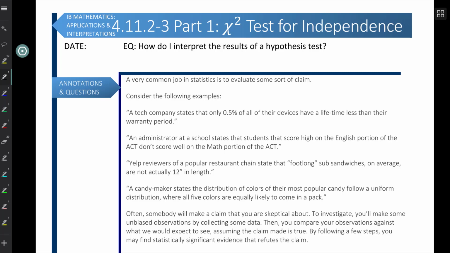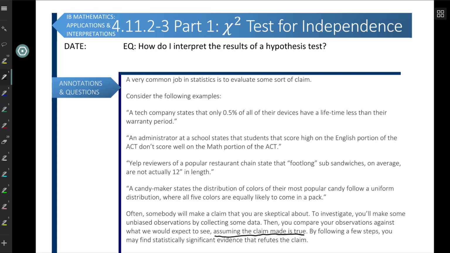Often somebody's going to make a claim that you are skeptical about. You want to investigate it. So to investigate, you're going to make some unbiased observations by collecting some data, and then you're going to compare your observations against what we would expect to see, assuming that the claim made is true. And this is kind of our key idea. We have to make this assumption that a claim is true. Now, we follow a few steps, and we might find statistically significant evidence that refutes that claim.